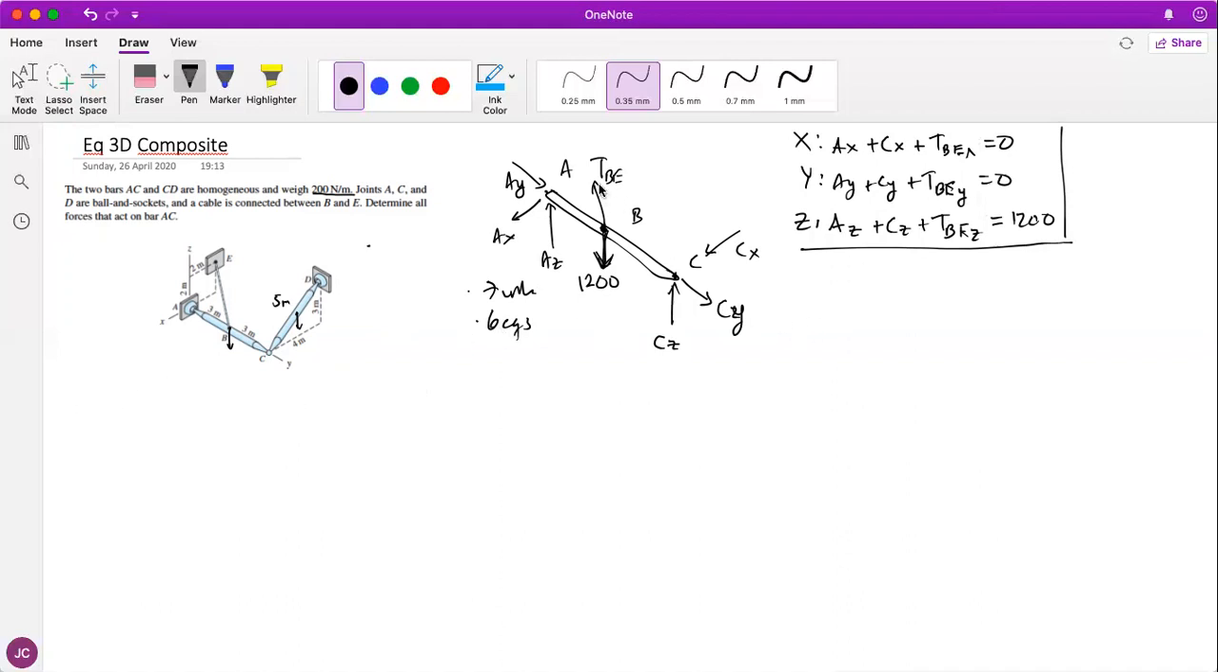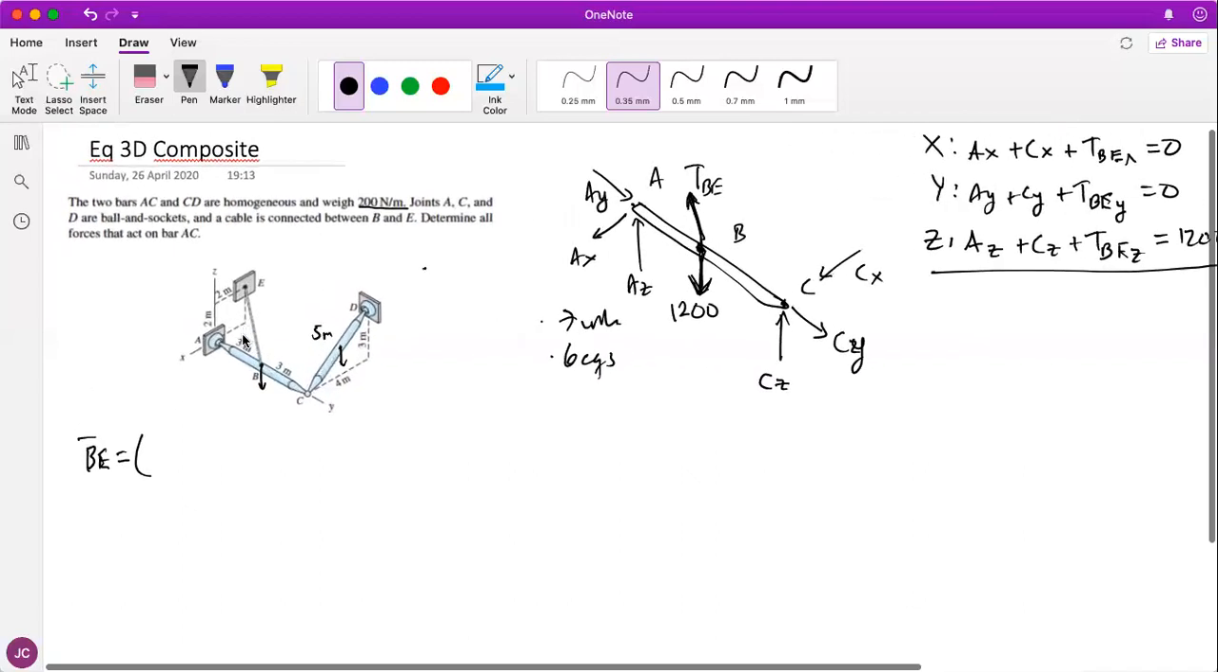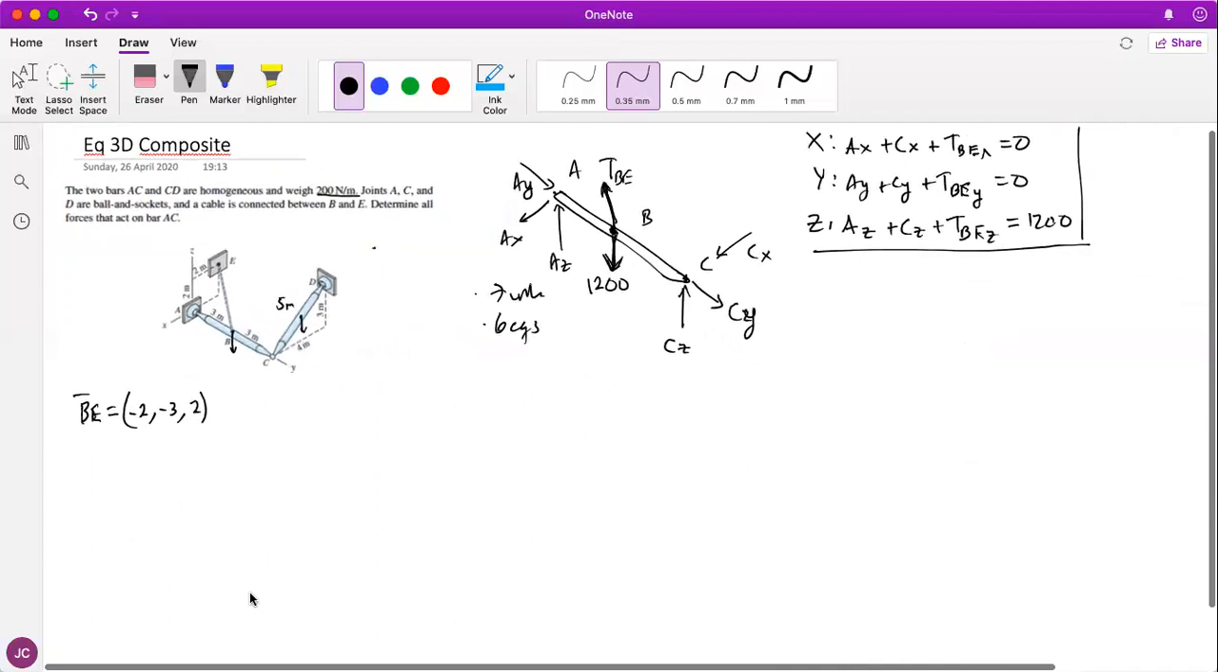I want to know what these components are, okay? To get them, I need to walk from B to E, and that walking should be, maybe you see here, what's that walking? So that walking should be -2, okay? So I need to go back -2. I need to go back in the y direction -3, and this is going to be 2 up. So thank you for the drawing.